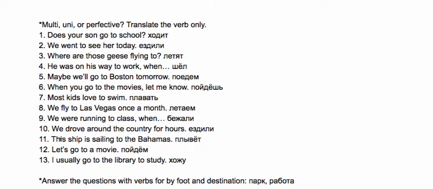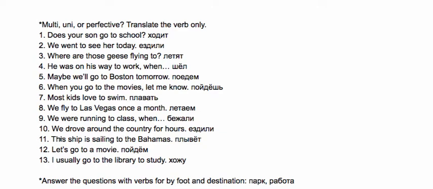Maybe we'll go to Boston tomorrow. The best answer here, I think, is поедем, because it's a planned future activity. When you go to the movies, let me know. Similarly here, this sounds like a planned future action. Most kids love to swim. Here I chose multidirectional, плавать, because this is not really any sort of goal. It's just really motion in any direction, so multidirectional. We fly to Las Vegas once a month. Летаем. This sounds like a repeated event.